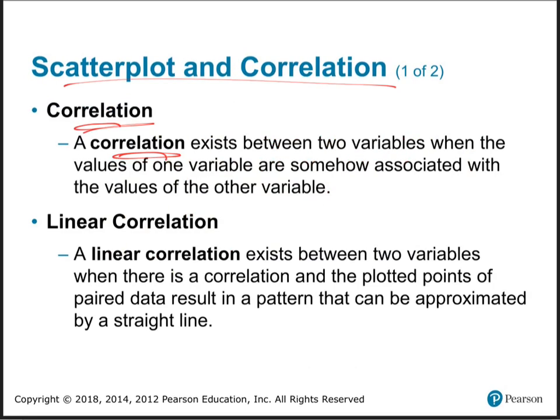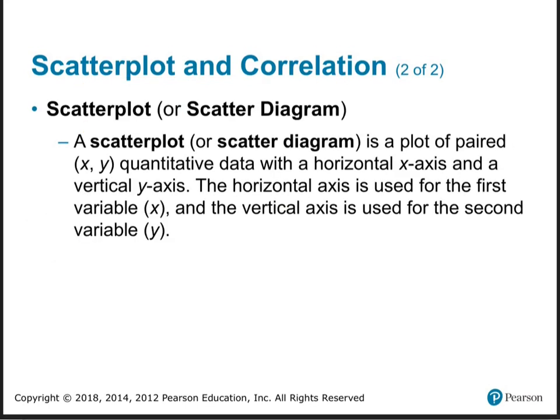Here we go. Correlation exists when there's a relationship. So if two things correlate, they relate to each other. They have something to do with one another. And then a linear correlation means they relate to each other in a straight line fashion. So let's see some examples.